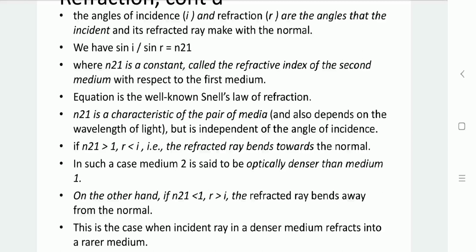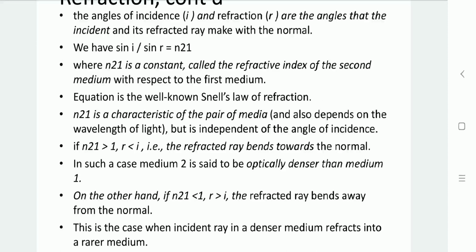And in the second case, if n21 is less than 1, it means R is greater than I. That is, the refracted angle is greater than the incident angle. So between the normal and the refracted ray, the angle R is greater. It means the refracted ray moves away from the normal. It shows that medium 1 is denser than medium 2.